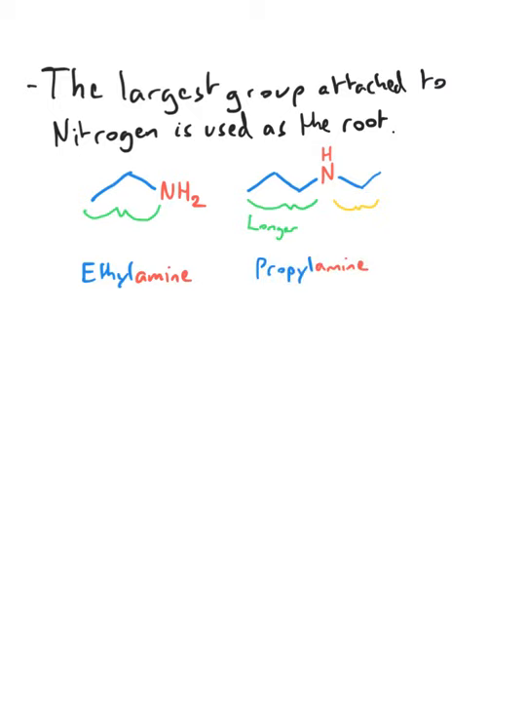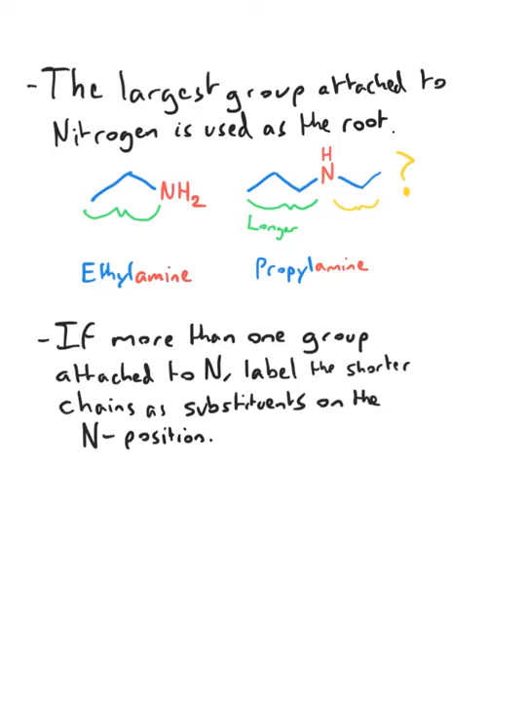Well, what do we do with this ethyl group? Whenever you have more than one thing attached to the nitrogen, the thing that is not the base of the molecule will have to be named as a substituent. Just like with any other substituent, we would just call it, in this case, an ethyl. However, what position is it on? You will notice that it is on nitrogen as opposed to any carbon of the longest chain. So we have to label its position as being on N. So it'd be N-ethyl propylamine.